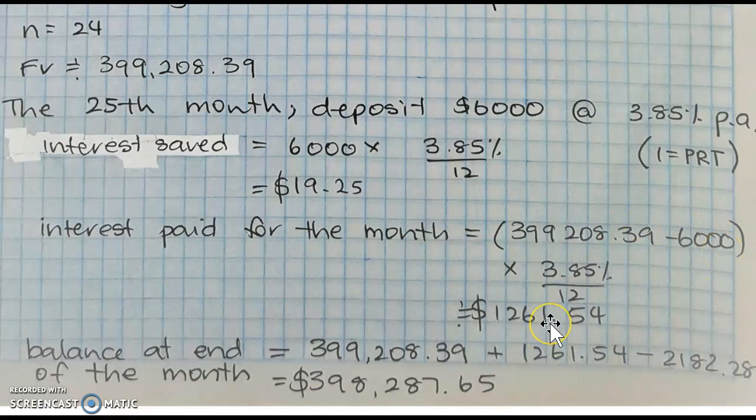I worked out that. So at the end of the month, I'm paying the balance plus the interest for that month, take away the payment for that month, because that's how I work out what's owing at the end of the month, giving me this amount. So now I know what's owing at the end of the month.